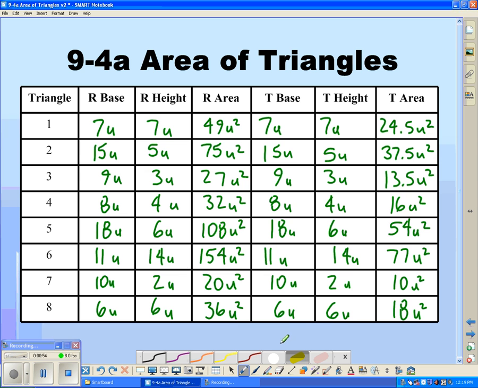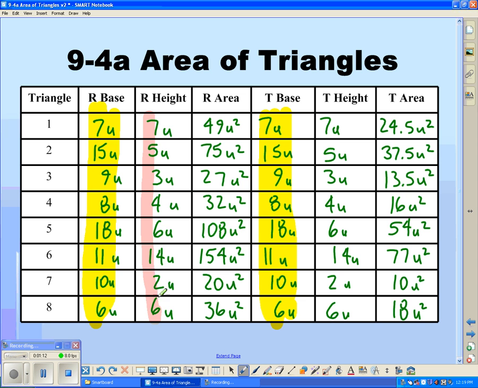First thing I want to point out is a connection between the rectangles and the triangles in our experiment here, in our little activity. And that is the rectangle base and the triangle base, we can see in each case, are identical. So the triangle and rectangle had the same base. We should also see that the triangle and rectangle had the same height. The height of all the rectangles, the height of all the triangles are identical values. Which means we might be able to see a connection between the rectangle area and the triangle area.